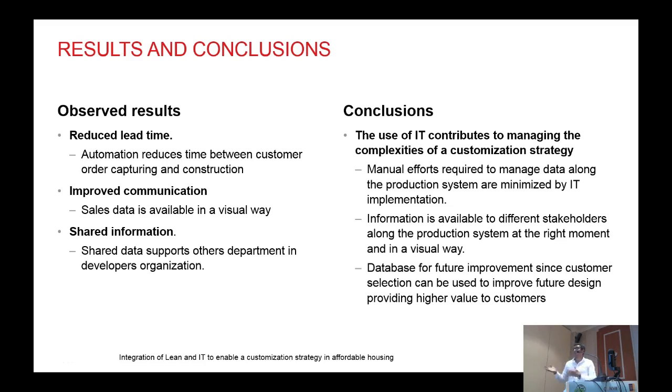And then, of course, we share the information. All the information is available for the people so they can produce the houses accordingly, and we can activate different elements of the supply chain, actually. And as a conclusion out of this paper, we can see that the implementation of IT contributes to handling the complexities of a customization strategy in affordable housing construction.